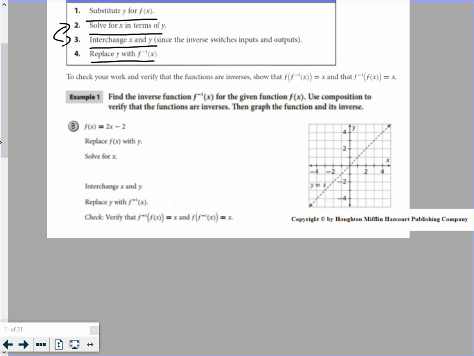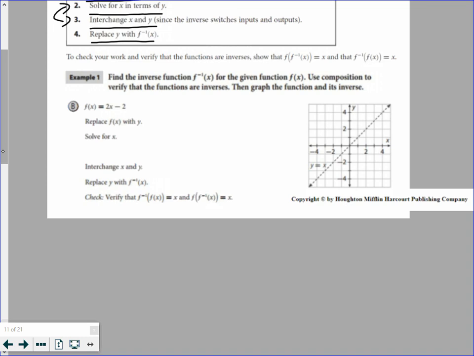So for problem B here, we have f of x equals 2x minus 2. So very first step, change f of x for y. So y equals 2x minus 2. And then we're going to solve for x. So add 2 to both sides. y plus 2 equals 2x. Then we divide by 2 to get y plus 2 all over 2 equals x.